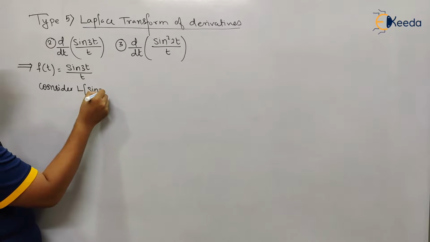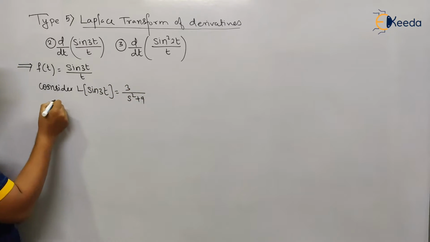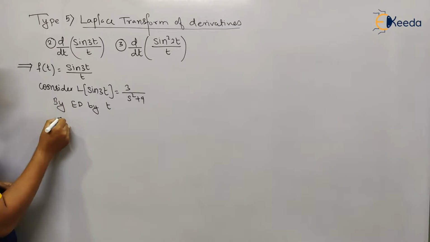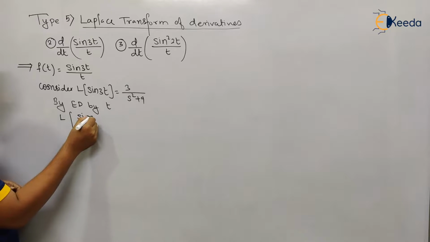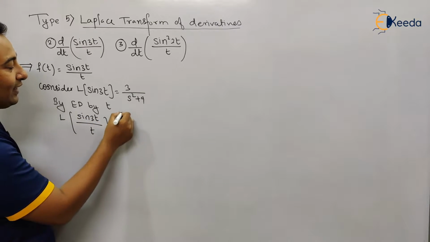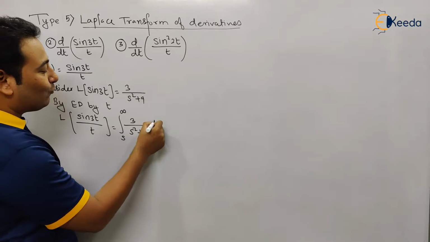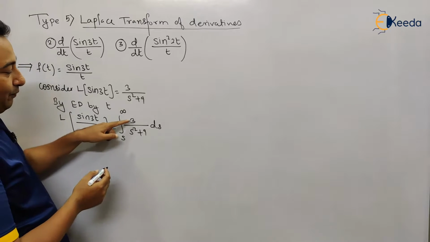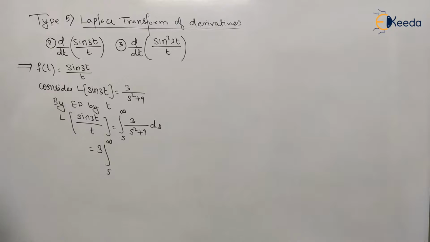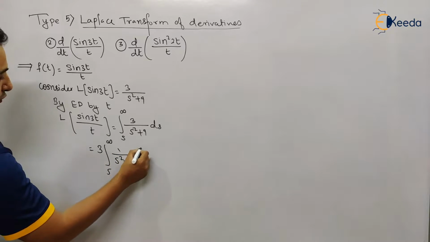Laplace of sine 3t. And what is that? 3 upon s square plus 9. Now the effect of division by t: Laplace of sine 3t upon t. Due to this t, I am going to integrate from s to infinity, 3 upon s square plus 9 into ds. What next? Integrate. This 3 you can take out and you will be left with 1 upon s square plus 9 into ds.